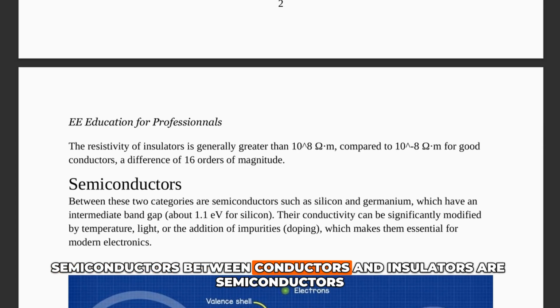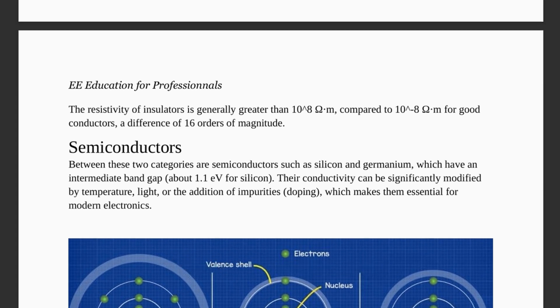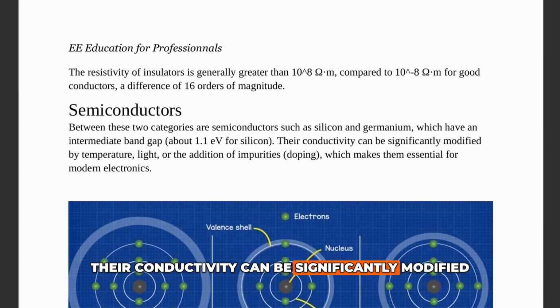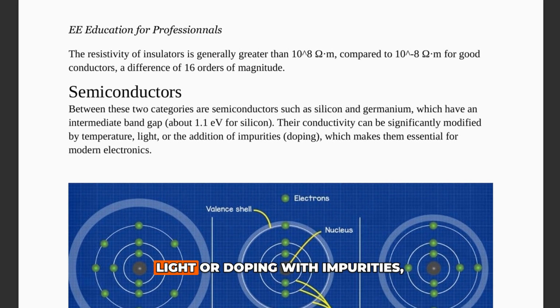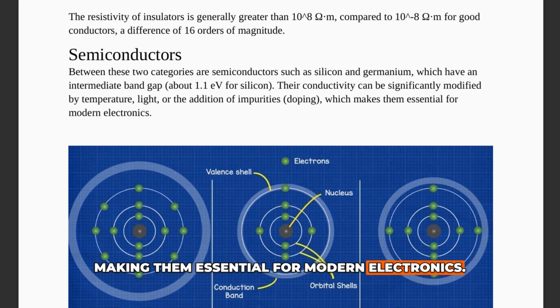Semiconductors. Between conductors and insulators are semiconductors like silicon and germanium, which have an intermediate energy gap. Their conductivity can be significantly modified by temperature, light, or doping with impurities, making them essential for modern electronics.